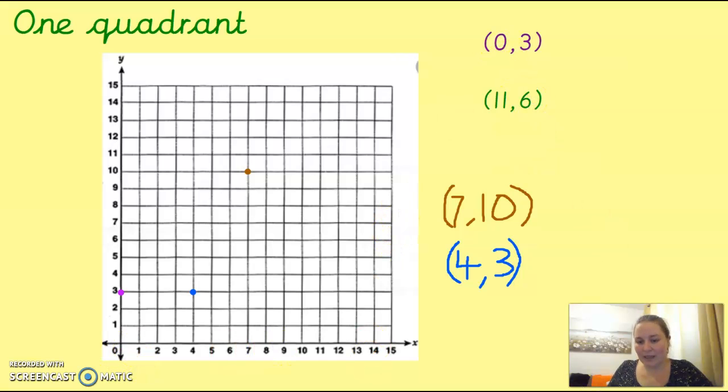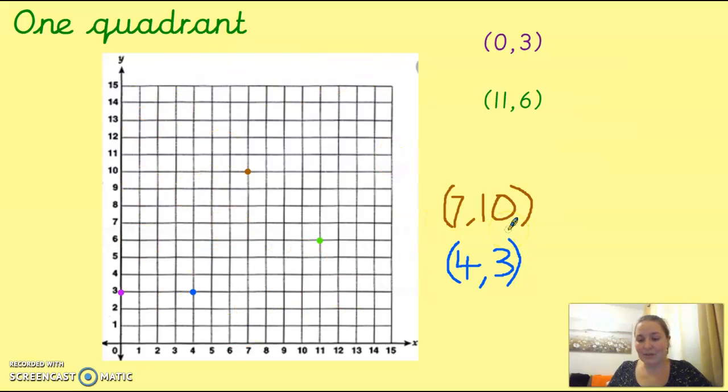I'm going to plot this green one now. It's 11, 6. So 11 is my x, my along the corridor number, and 6 is my y-axis, my up the stairs number. So first of all, find 11, starting out on this bottom line, find 11 and track up until it meets 6 on the y. And then on that place where they meet, that's where I put my point. So that is how to read and plot coordinates on a 1 quadrant grid.